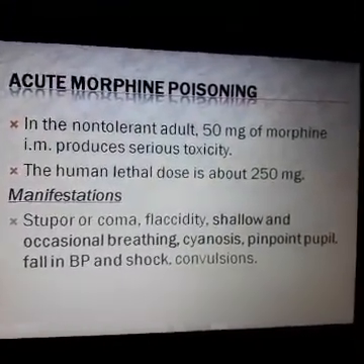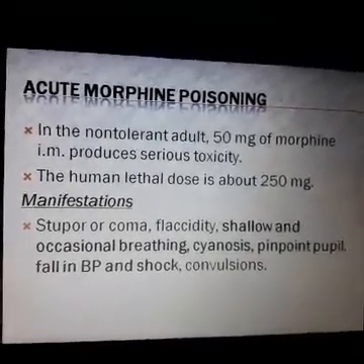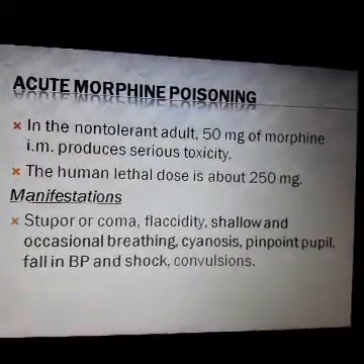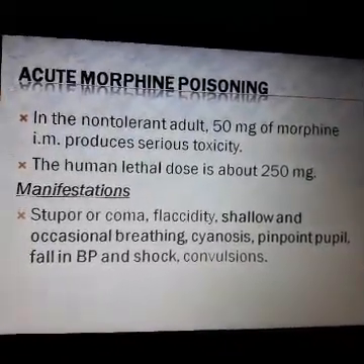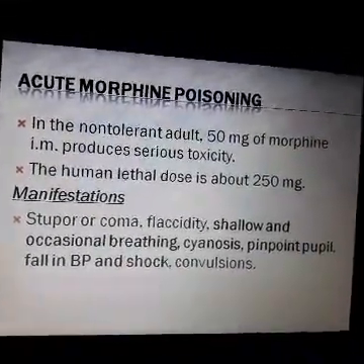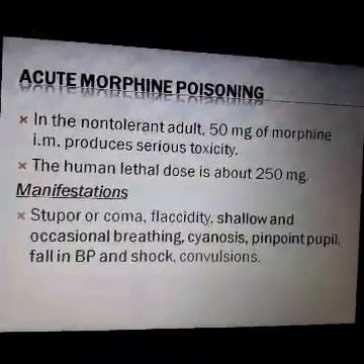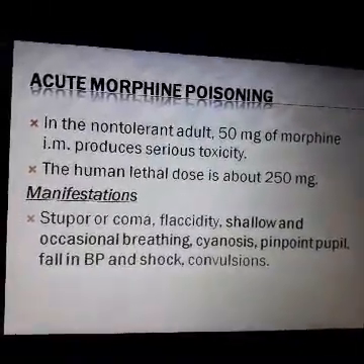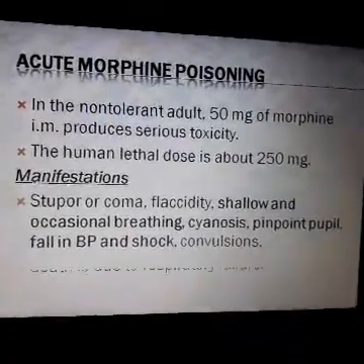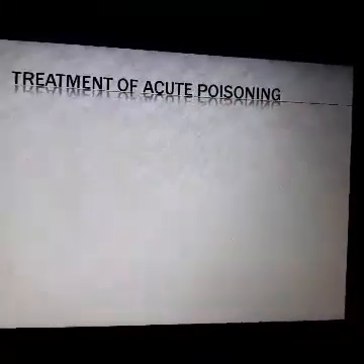What are the manifestations? Stupor or coma, flaccidity, shallow breathing, cyanosis, pinpoint pupil, fall in BP and shock, convulsion. This pinpoint pupil is very characteristic of morphine poisoning. In what other poisoning can we find pinpoint pupil? Organophosphorus poisoning. These are the adverse manifestations of acute morphine poisoning, and death is mostly due to respiratory failure due to CO2 retention.